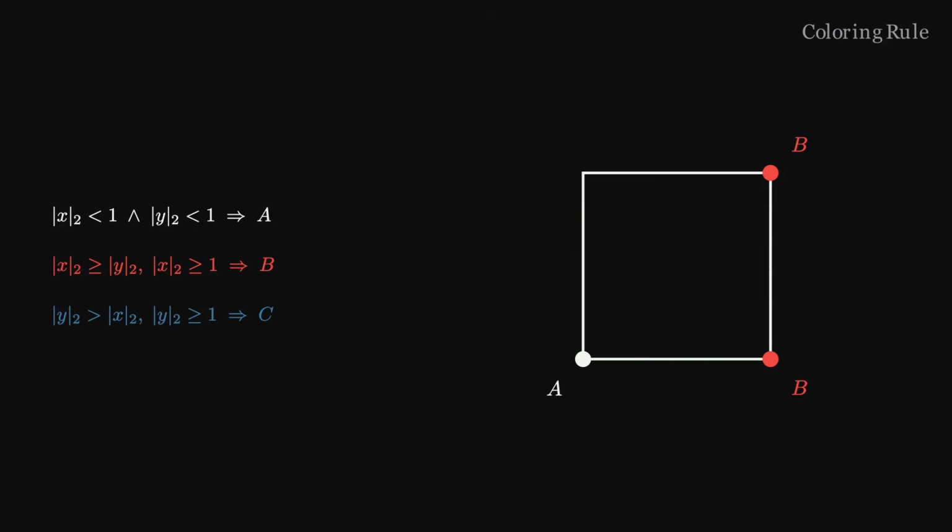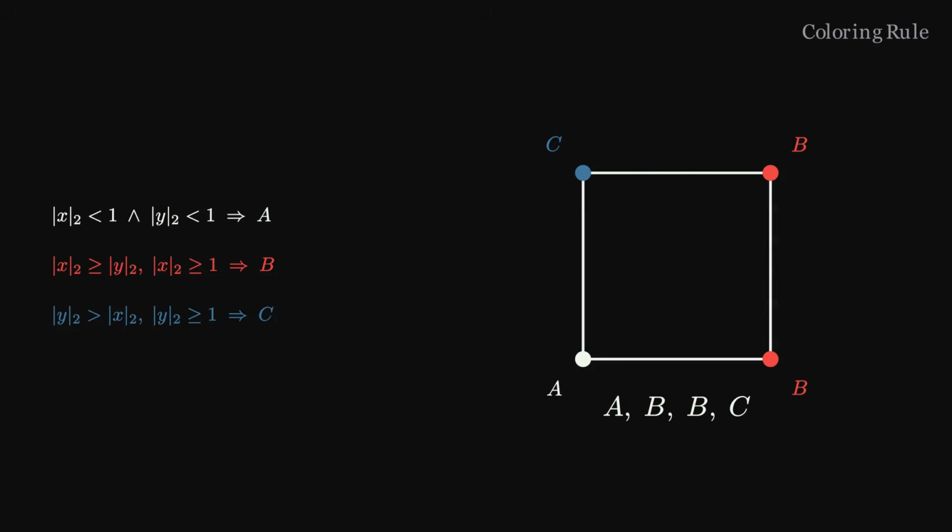Color B. The top left corner is (0, 1). Now y dominates at size 1. Color C. So going around the boundary of the unit square, the four corners carry colors A, B, B, C. All three colors appear, check.